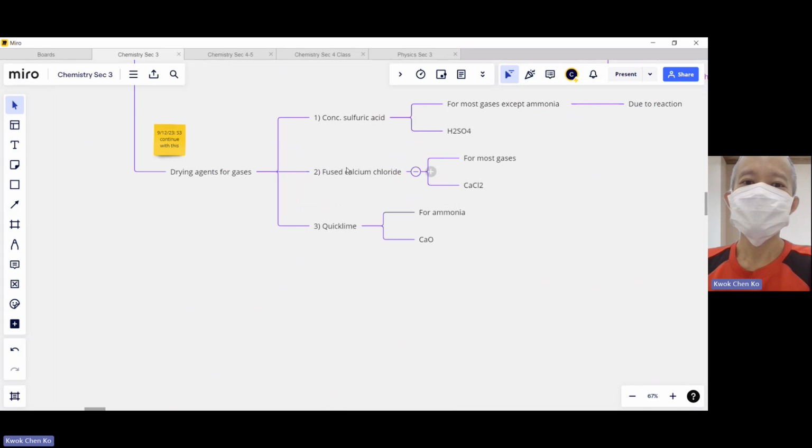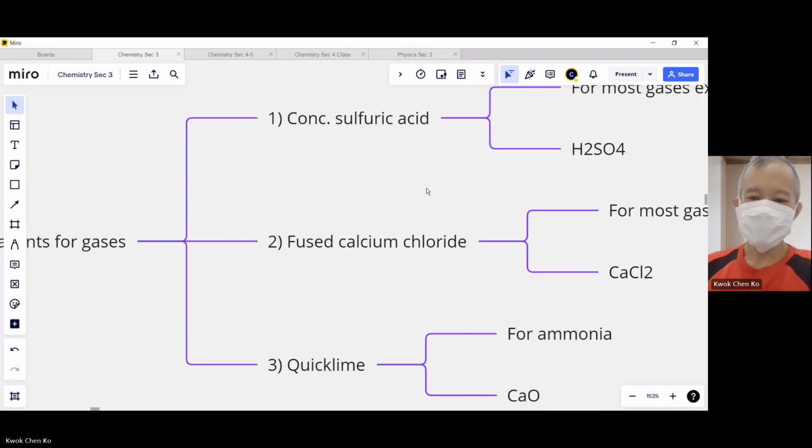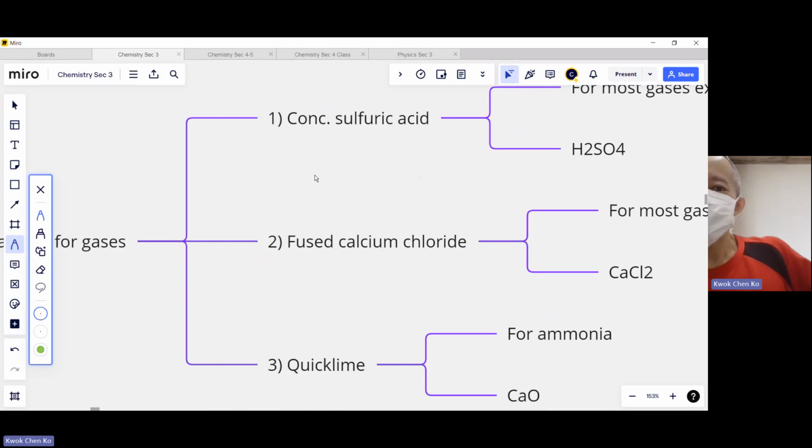Here, 3 methods. There are 3 drying agents, 1, 2, and 3. By the way, conc here stands for concentrated sulfuric acid, know the formula as well. I've written here H2SO4, but I write it up with the subscripts.